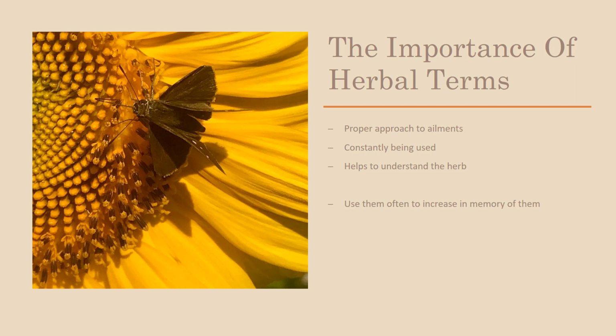How can you learn these herbal terms? Well, use them often to increase memory of them. When you're writing your book, write down the name, the common name, the botanical name, and then write its key properties. Writing that it's a carminative herb, writing that it's also an expectorant. Because one herb can do one particular function doesn't mean that's all that this herb can do.